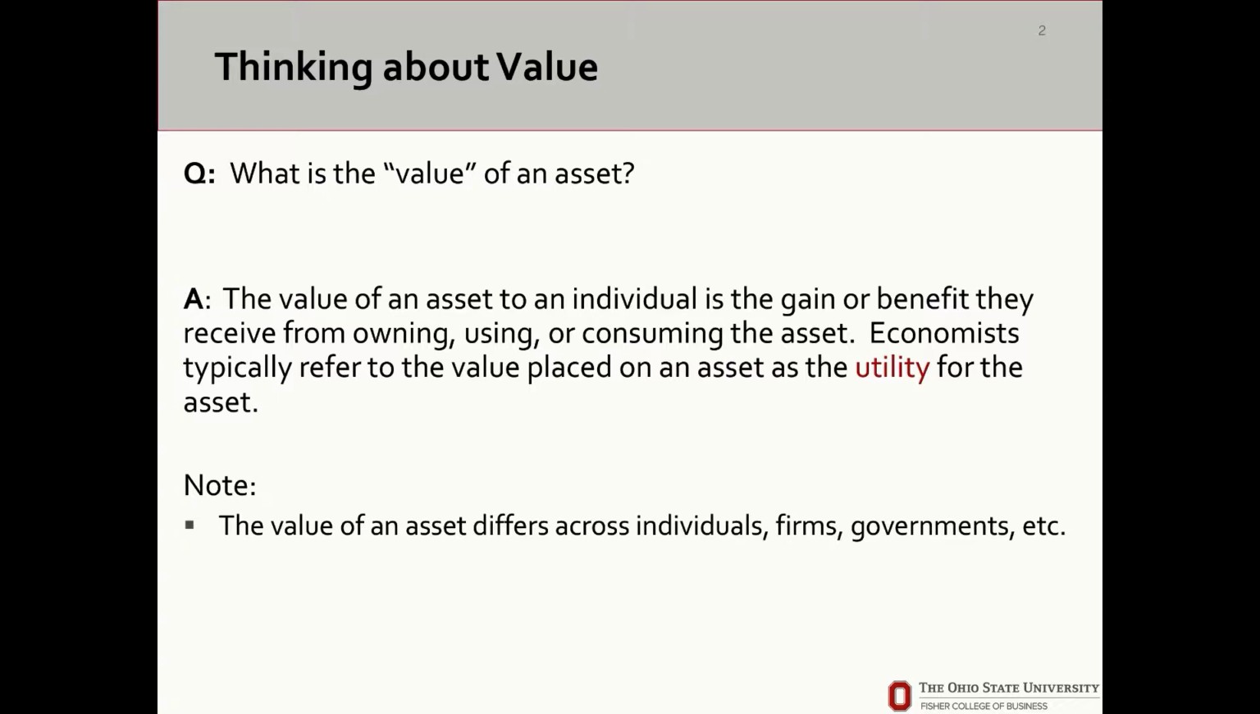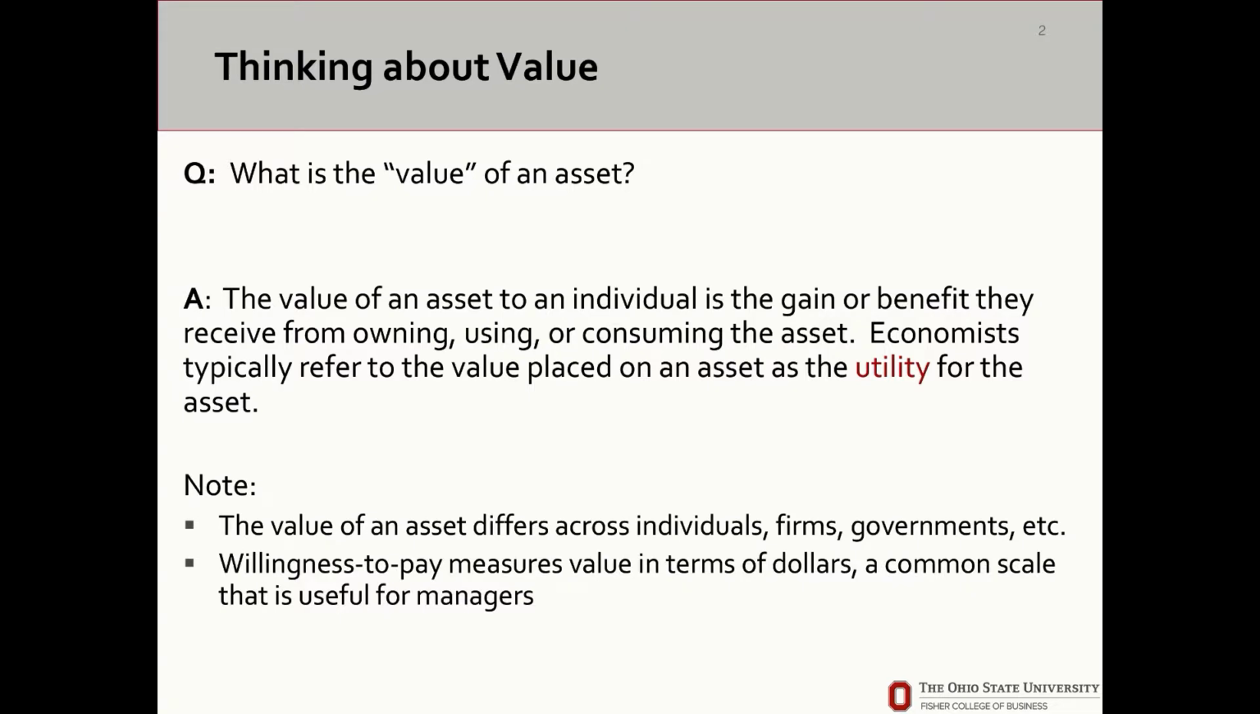To see why, consider two individuals that are thinking about purchasing a new product. The value of that new product for each person is likely different. The way they assess the value of that new product is also likely different. This is why willingness to pay is such a useful measure of value. By putting the value of an asset in terms of dollars, individual values are put onto the same scale.